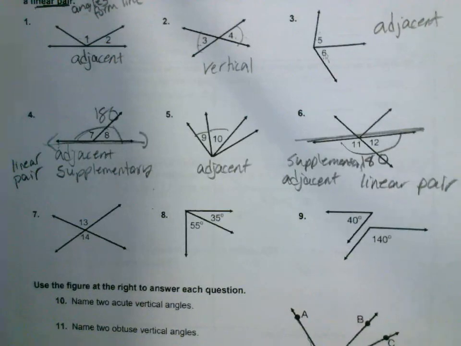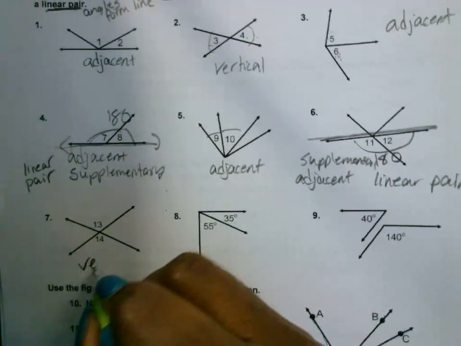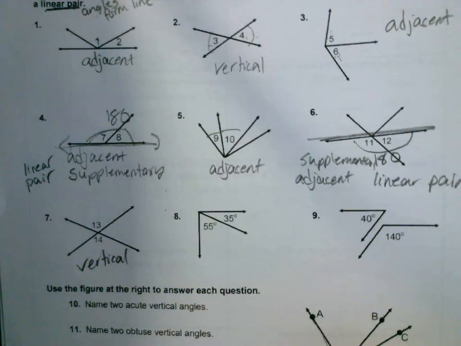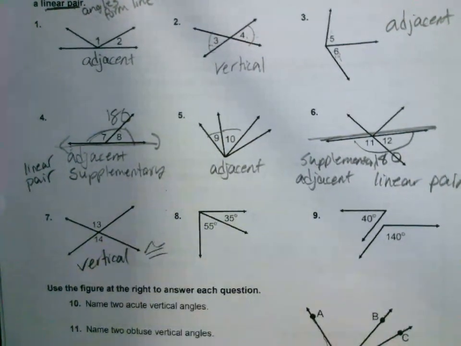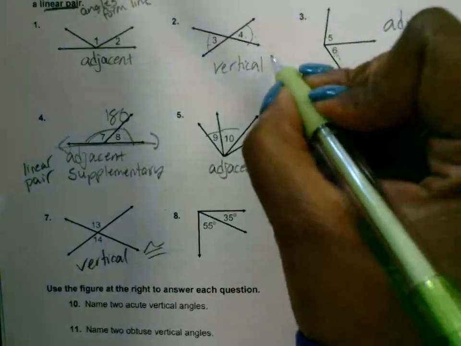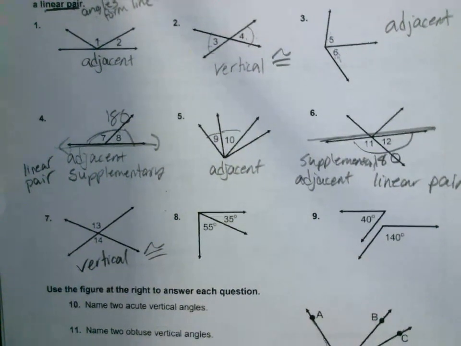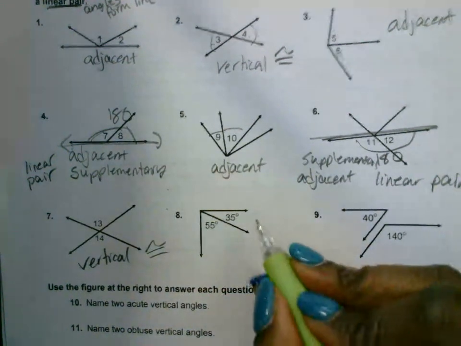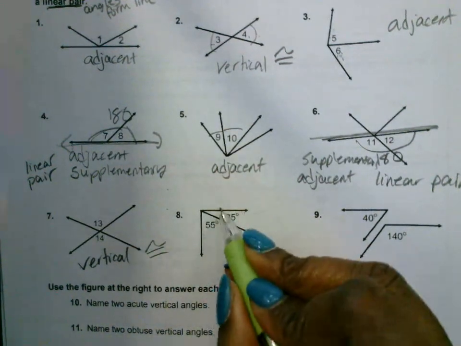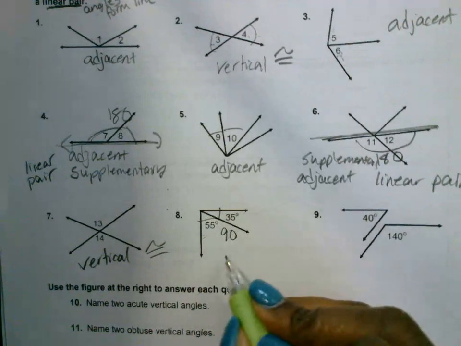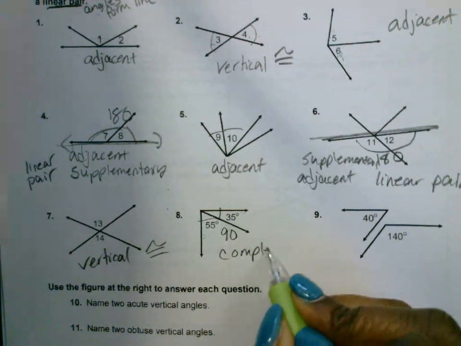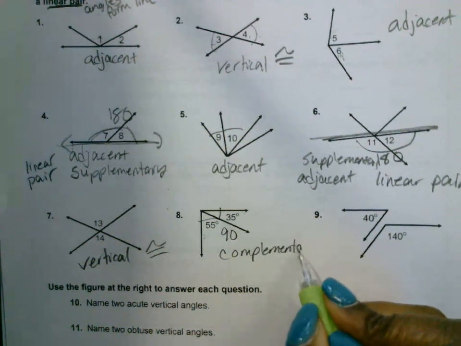Number 7. They're vertical angles. Good job. That makes them congruent. And put the congruent symbol. Vertical means that they are also congruent. All right. Number 8. They're complementary. These two angles added together form a 90-degree angle, so they are complementary. What else are they? They are also adjacent. They are also side by side.